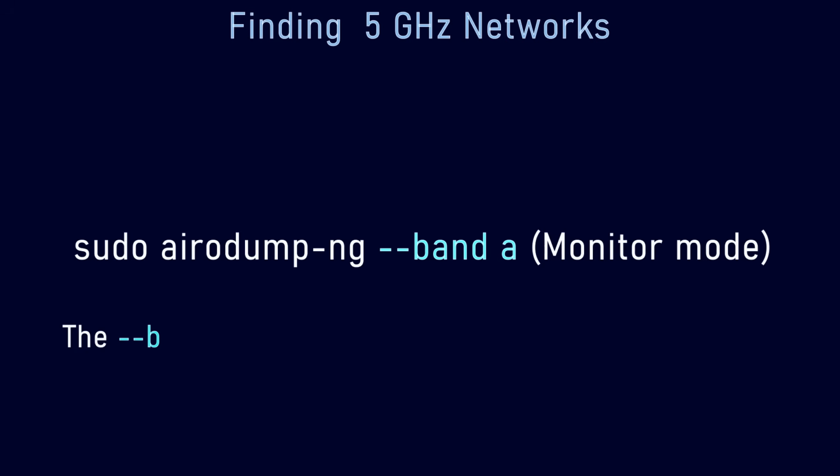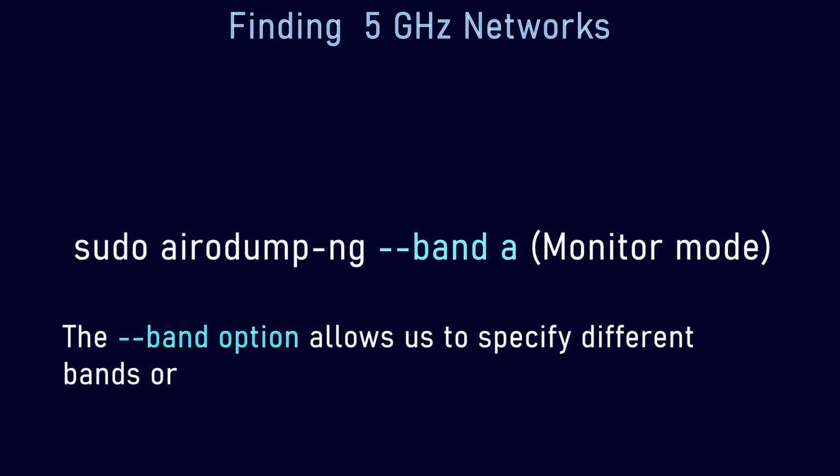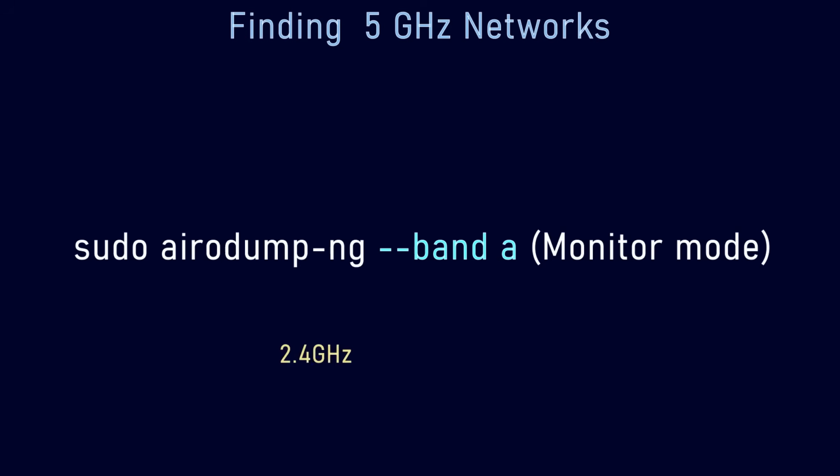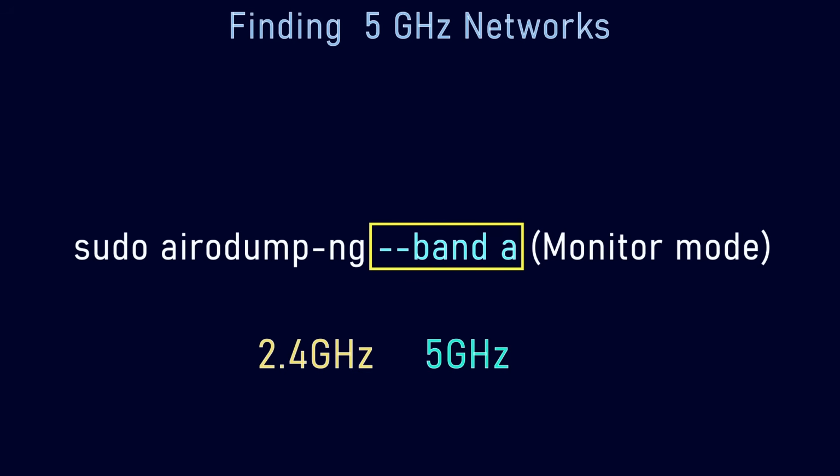The band option allows you to specify different bands or a combination of bands that you want to scan. Airodump supports two bands, 2.4 GHz and 5 GHz. We can also combine both, which enables us to scan for both 2.4 and 5 GHz networks. Now to scan and list 5 GHz networks, we need to use the band a parameter with Airodump. The letter a represents the 5 GHz band. We will demonstrate this practically in the next video.